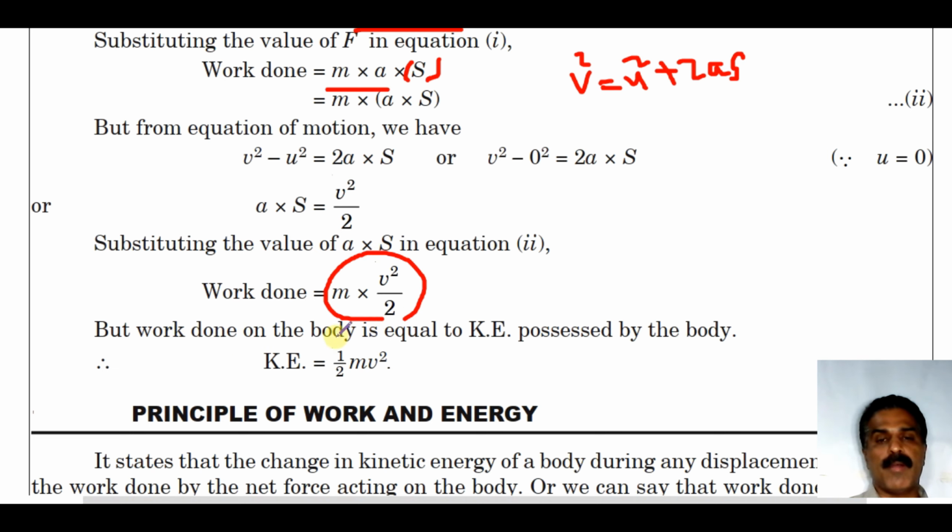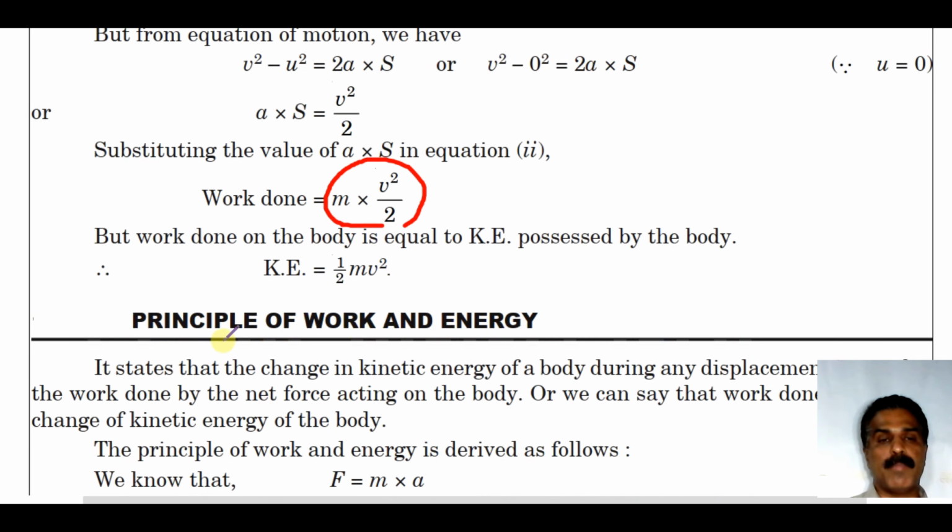Then work done on a body is equal to kinetic energy. That principle is called the principle of work and energy, or work energy principle. So with this principle, work done is equal to change in kinetic energy.